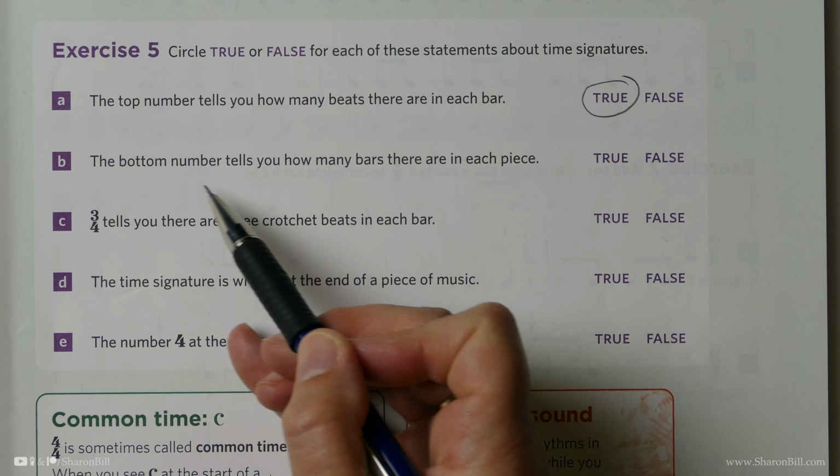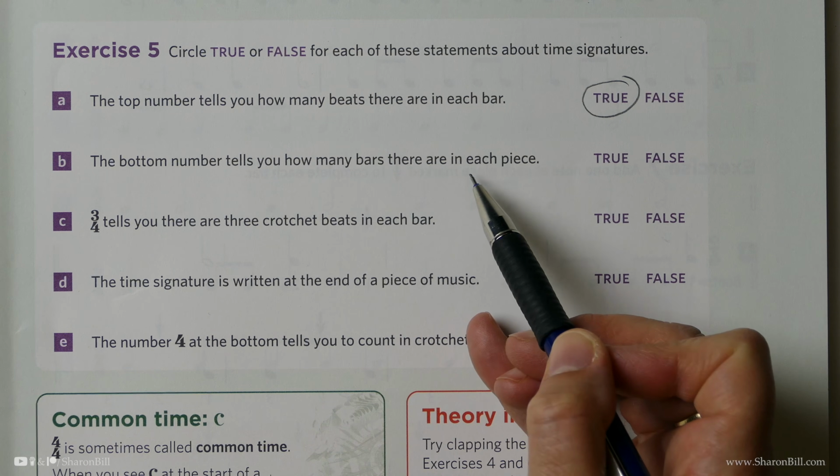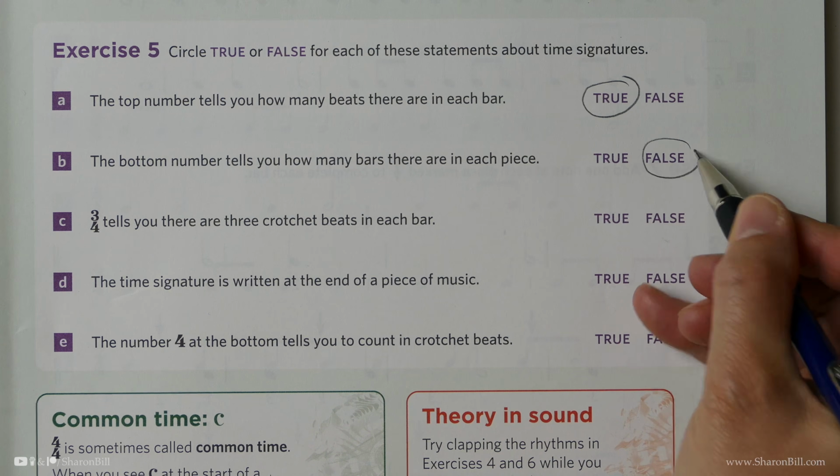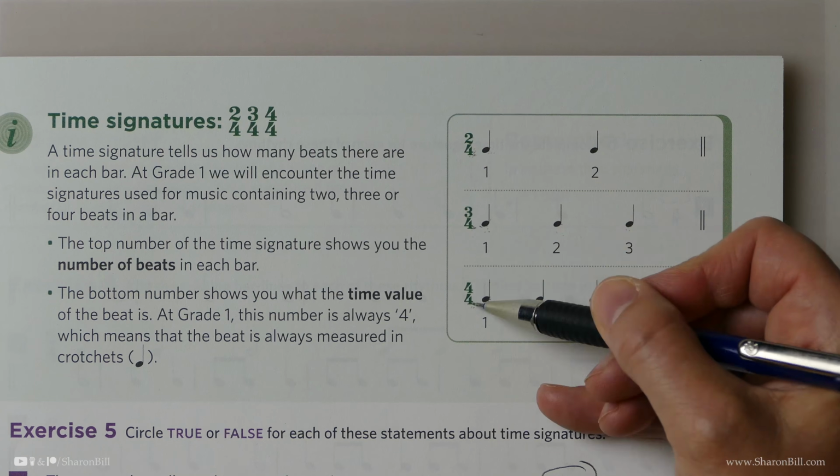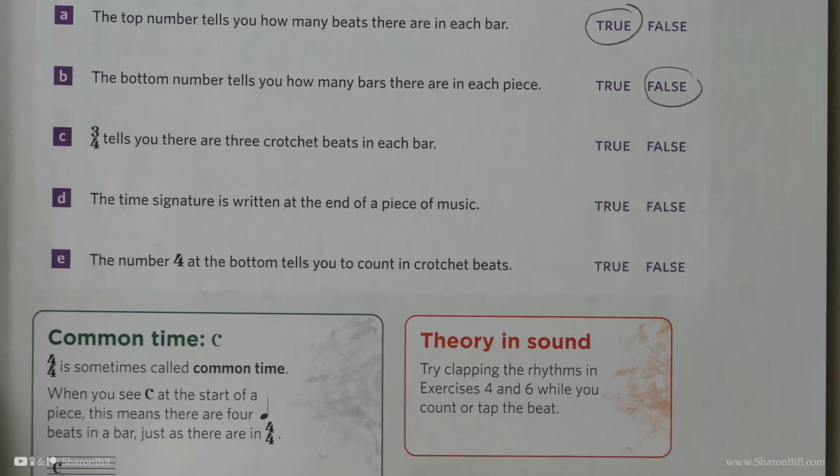Does the bottom number tell us how many bars there are in each piece? Well, that's false, because how on earth could we have a piece of music with only 4 bars ever occurring? So that's funny.